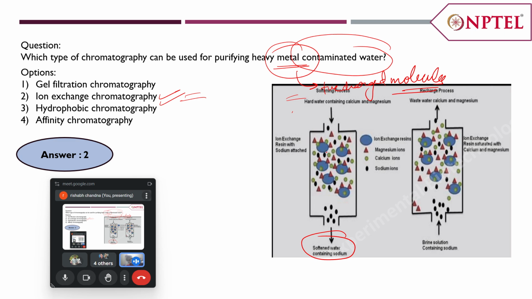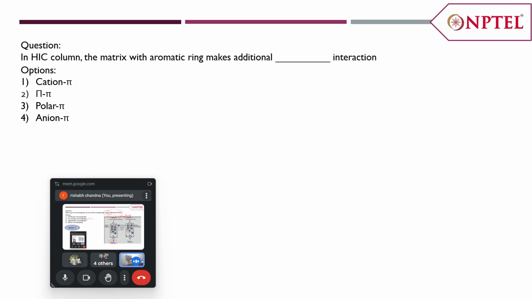So any doubts in this question? If not, then we'll move on to the next question. The HIC column, in the matrix with aromatic ring, makes additional dash interactions. Cation pi, pi pi, polar pi, or anion pi. What are the interactions that are involved in a matrix with aromatic ring in hydrophobic interaction chromatography?